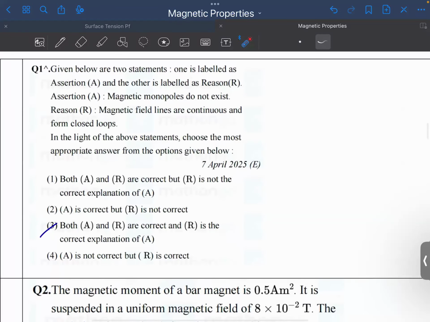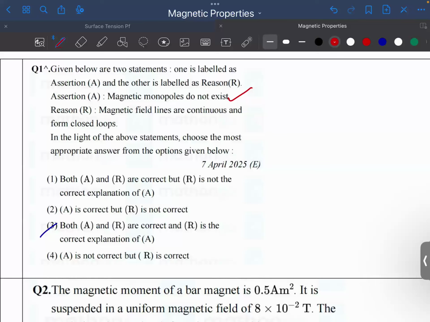Given below are two statements. One is labeled assertion, the other labeled reason. Okay. Magnetic monopoles do not exist. True. Only charge exists, mono charge, plus or minus, but magnetic monopoles do not exist is a correct statement.